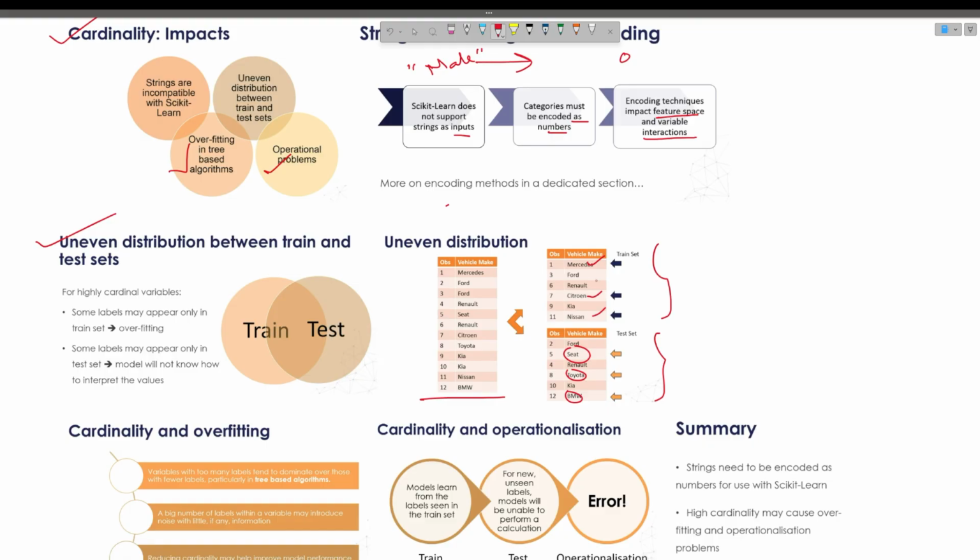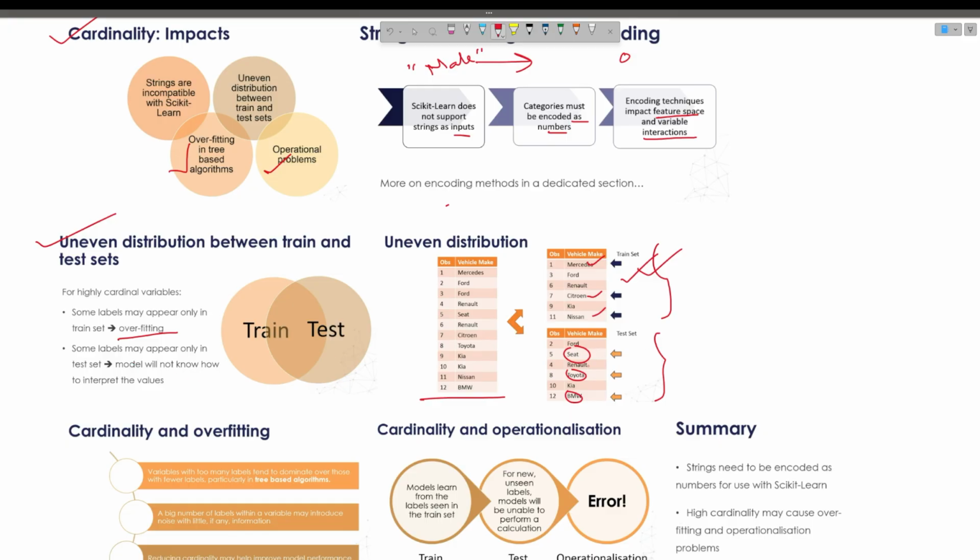When you see some labels may appear only in the trained data sets, and which do not appear in the test data set, if that happens, the model overfits. We will learn about this concept, overfitting and so on, later on. You will see sometimes the accuracy is so high and so on. We will see. And some labels may appear only in the test dataset.